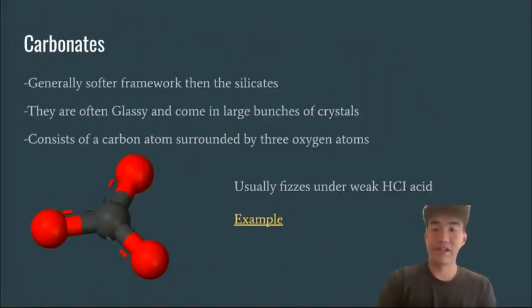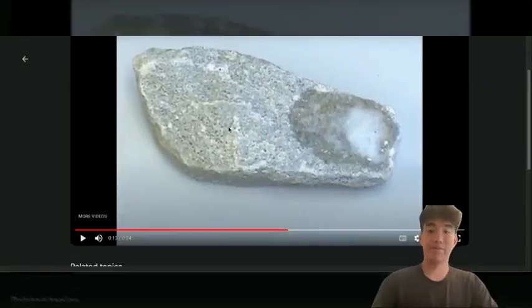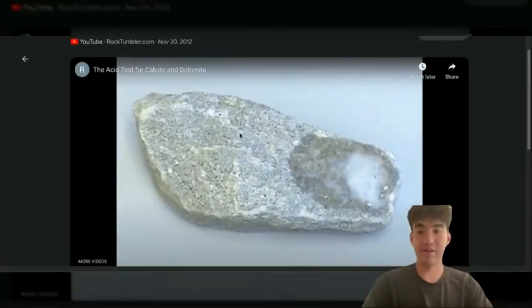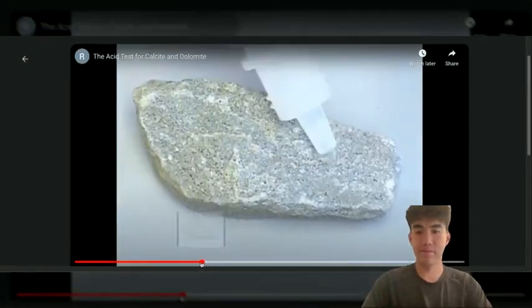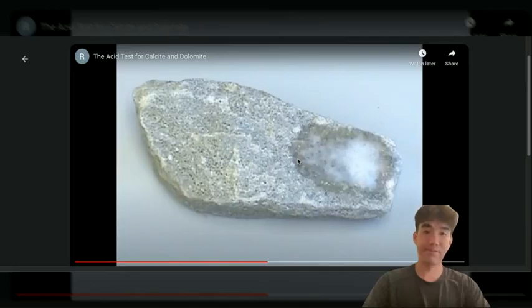All right, carbonates. These are generally softer than silicates. They're often glassy and come in large bunches of crystals. These consist of carbon atoms surrounded by 3 oxygen atoms. Carbonates also usually fizz under weak HCl acid, which is hydrochloric acid, an aqueous solution of hydrogen and chloride. We can see a great example of this with this video right here. So as the acid gets dropped onto the mineral, it starts to fizz up right away.